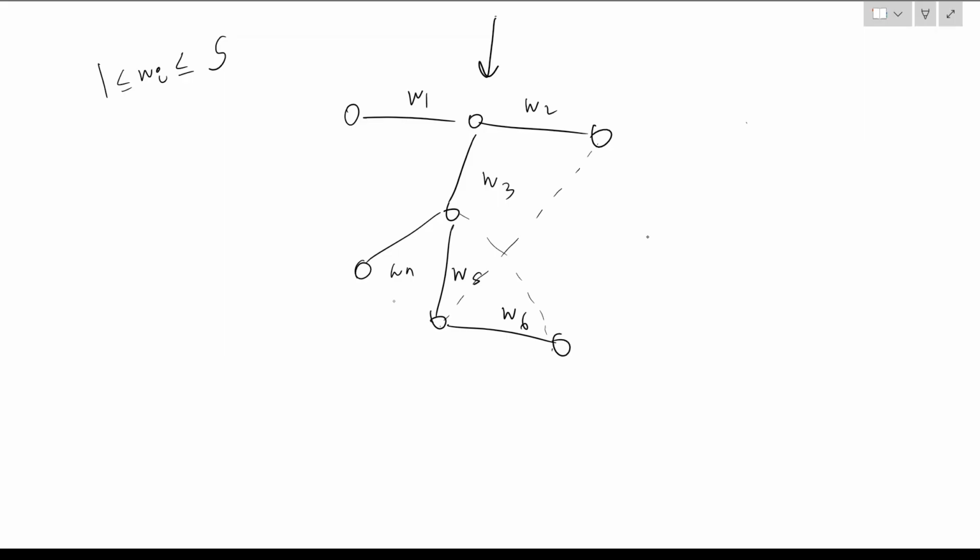Again, the trees can be quite large. It could have length up to 2 times 10 to the 5. And s is also very large. s is up to 10 to the 9. And we need to solve for this.